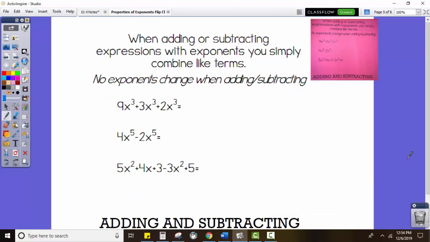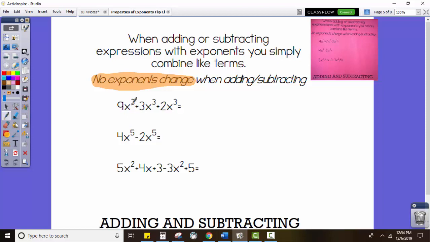Okay, now we're going to fill out one more flap on your flip chart. So it's the third flap with the adding and subtracting exponents, and this will finish off the lesson. So it says, when adding or subtracting expressions with exponents, you simply combine like terms. This is super important because we're going to add on more properties, and you might get them kind of confused. Notice, no exponents change when you're adding and subtracting. So if there's a plus in the expression, your exponent is not going to change because you're just adding or subtracting it. I should have said plus or minus.